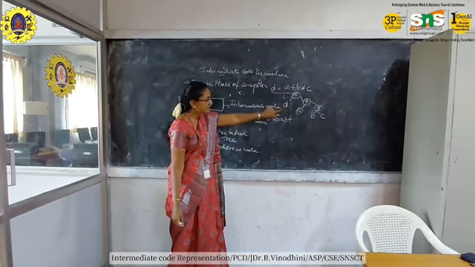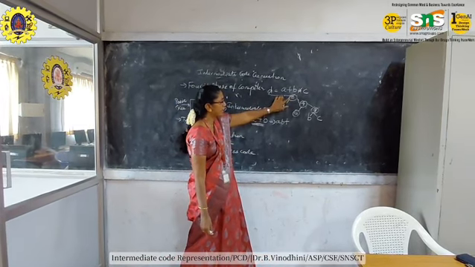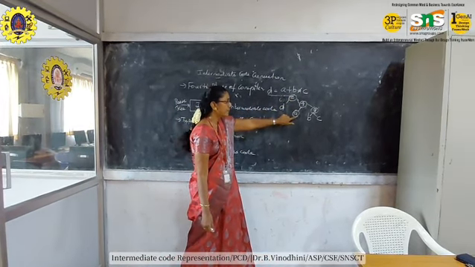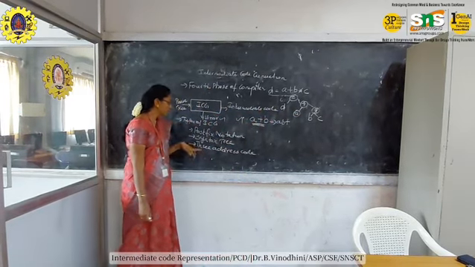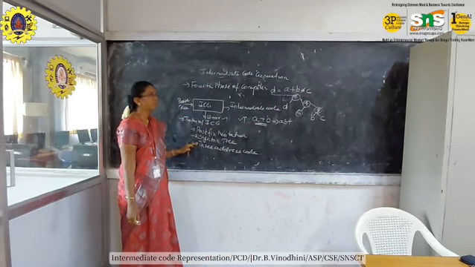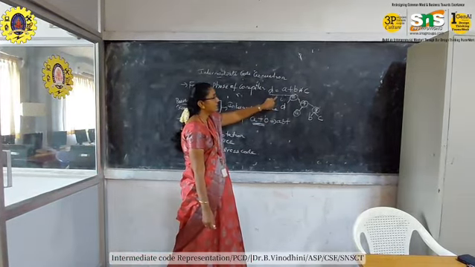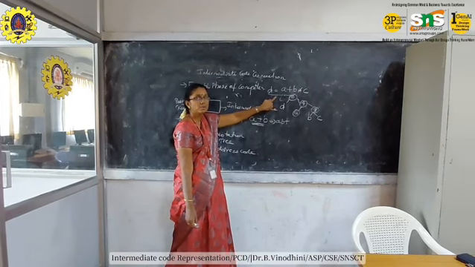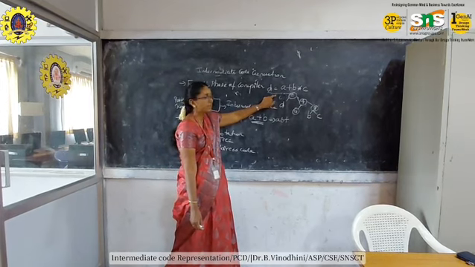In the syntax tree, the nodes are the operators and the leaf nodes are the operands. That is the syntax tree representation. And the third representation is the 3-address code. 3-address code means our given statement is converted using temporary variables.